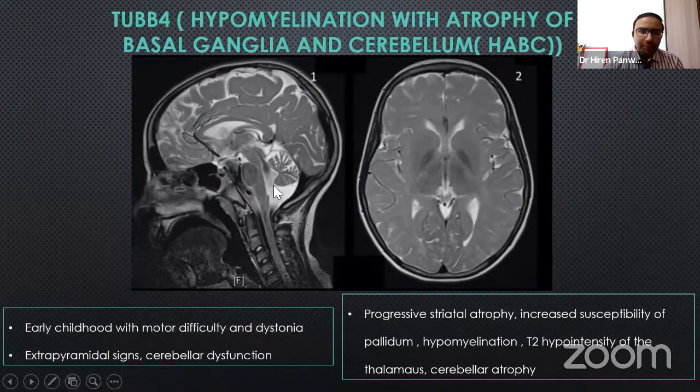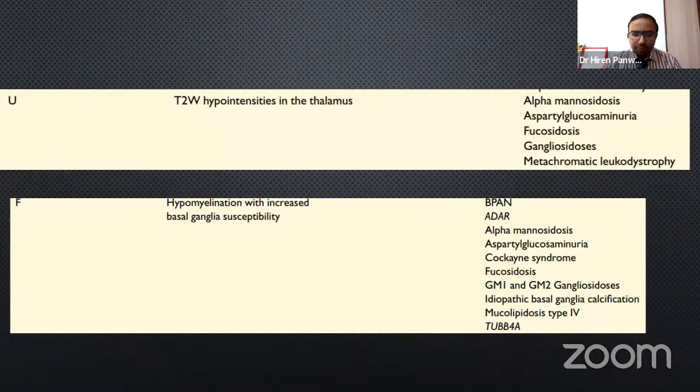This patient also has cerebellar atrophy, as we can see here. So when you see this kind of constellation, it is all diagnostic of TUBB4A hypomyelination with basal ganglia and cerebellum. So that leads to a few conditions that they have provided in their article on a chart, which are the conditions which can have T2 hypointensity in the thalamus. These are some conditions which may not be a complete list, because every year we come across new pathology which can have the same kind of spectrum. And these are the disorders which can have hypomyelination with basal ganglia susceptibility. So you can go through this article. It is available online.